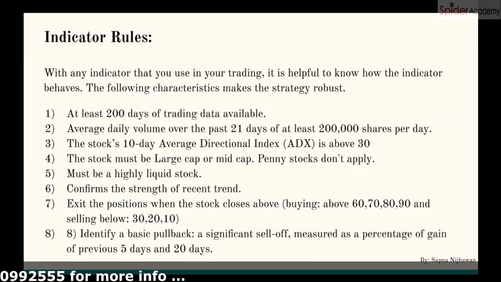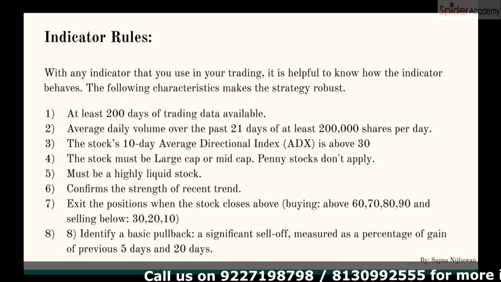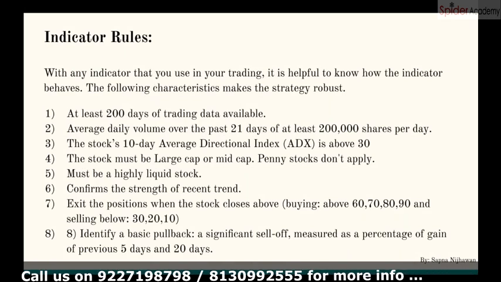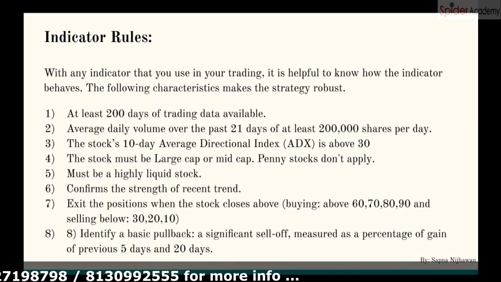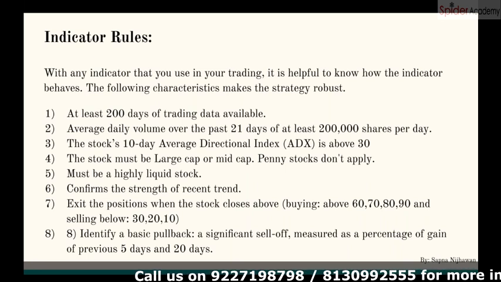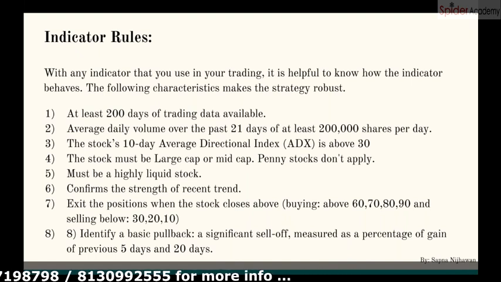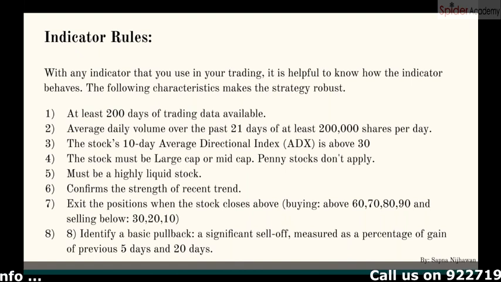Now, these are the indicator rules. With any indicator that you use in your trading, it is helpful to know how the indicator behaves. These are the following characteristics that make the strategy very robust. You have to follow the rules to make it work. First, don't enter any stock which does not have more than 200 days of trading data available. It should not be a new IPO or a random stock.